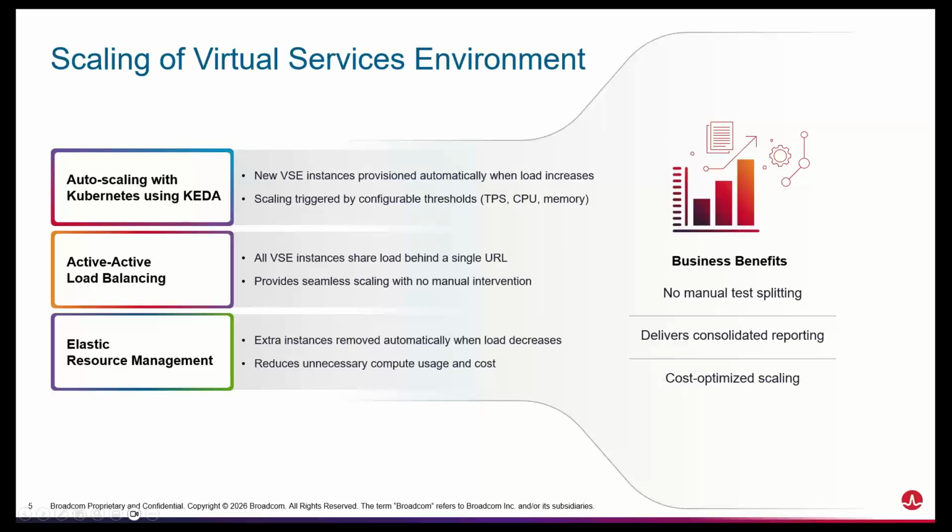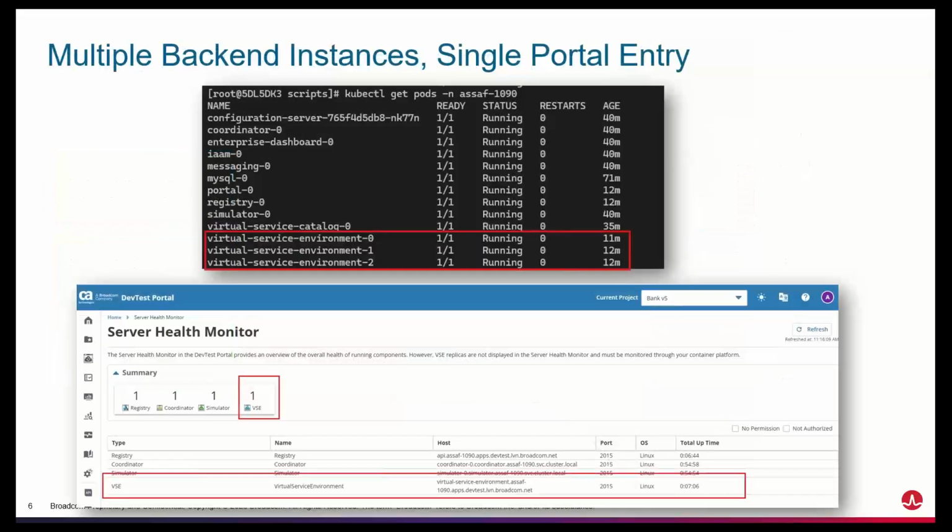While I'm running the test, the transactions per second will start to pile up. And once I reach the capacity of my VSE, it will spin up another VSE. And if I reach the capacity again, it will spin up another VSE. So behind the scenes, I will have several pods of the same VSE. You see the name of the VSE is virtual service environment, and then it starts to replicate with the names. But when I open the portal, for example, I would see a single VSE.